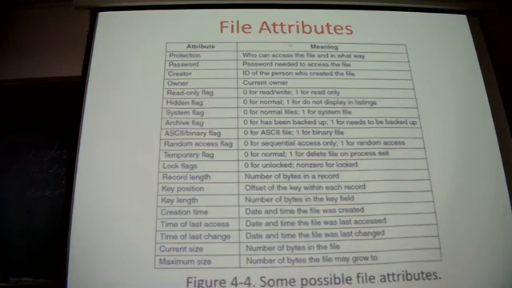A file has its own attributes. There are so many attributes. We can read this table. For example, the protection attribute denotes who can access the file and in what way. Some users are allowed to access this file, but some others may be prevented.